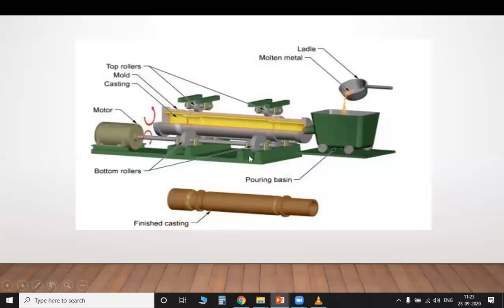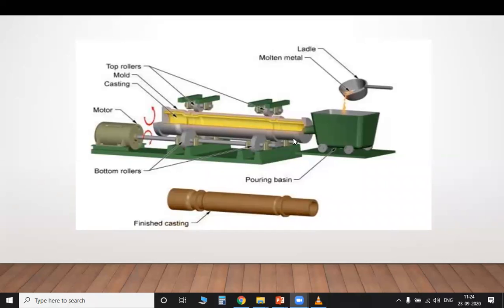The process explains that the basin, which carries the molten metal, is connected to the mold. The mold is rotated in a direction with the help of the top rollers as well as the bottom rollers. They put some force over it so that it does not open. It stays in a closed position. When it is rotating, the molten metal from this basin is carried over to the mold.